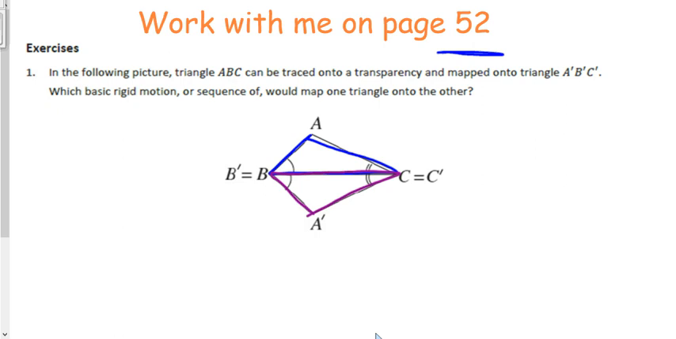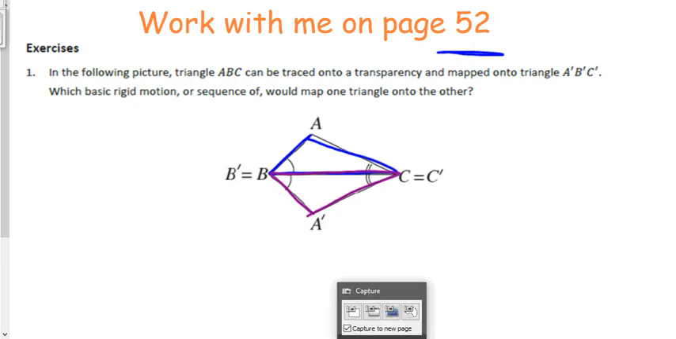I want you to make that prediction. I want you to think about it. Trace it on your transparency if you need to. Which one would map it? I hope that you noticed that this would be a reflection. Okay, you would just reflect this triangle down, so you would reflect it vertically, and you would get this.